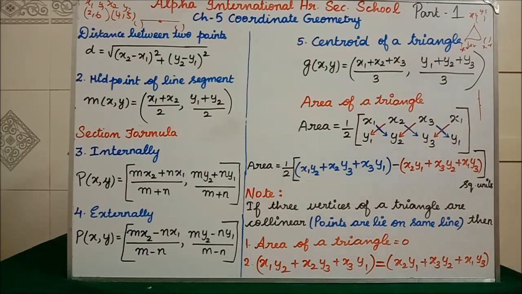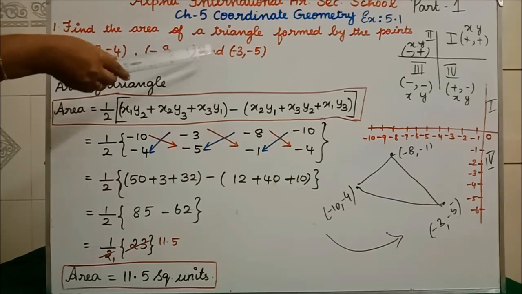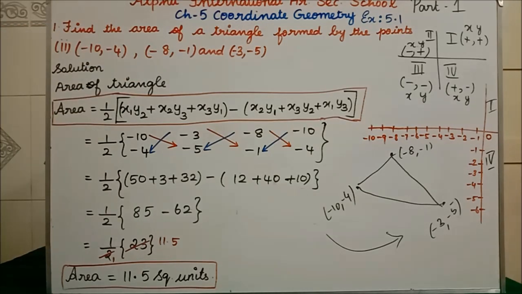Students, in the first exercise itself we have the area of a quadrilateral formula. When we are teaching the exercise problems, at that time I will tell you the formula for the area of a quadrilateral. Now we will start our exercise 5.1. Students, in exercise 5.1, I am going to start with the first question. Find the area of a triangle formed by the points (-10, -4), (-8, -1) and (-3, -5). Students, immediately when you see the question, you have to draw the graph with a rough diagram. Only then can we start the problem.